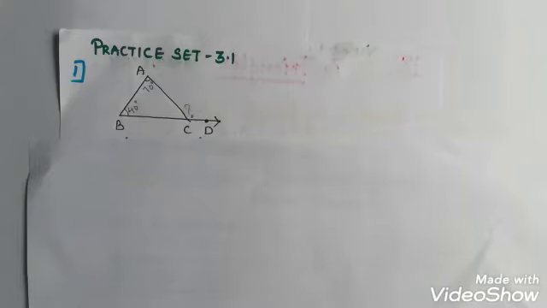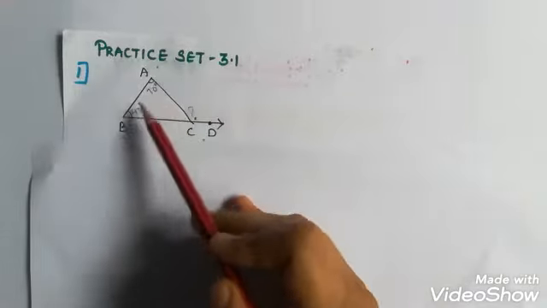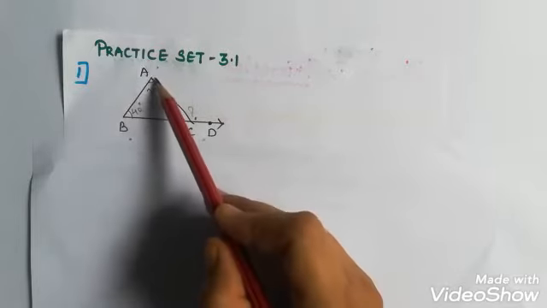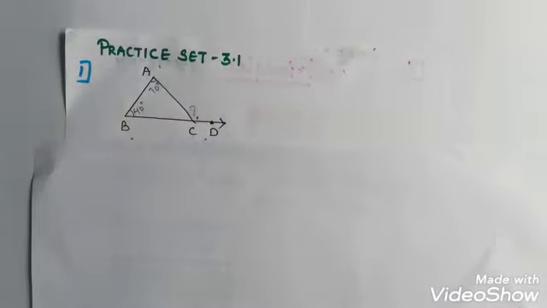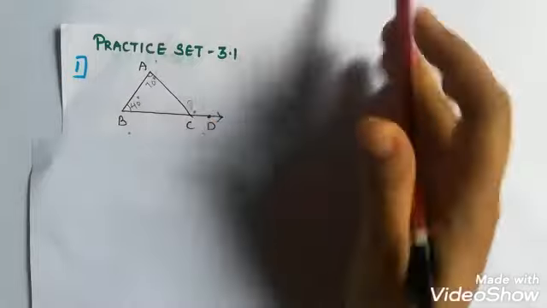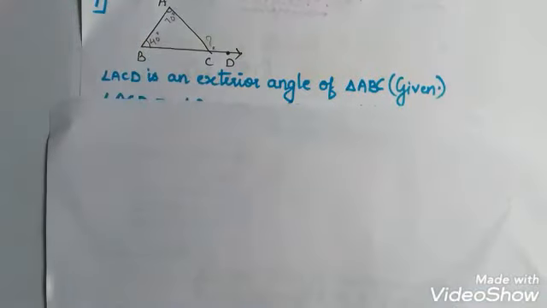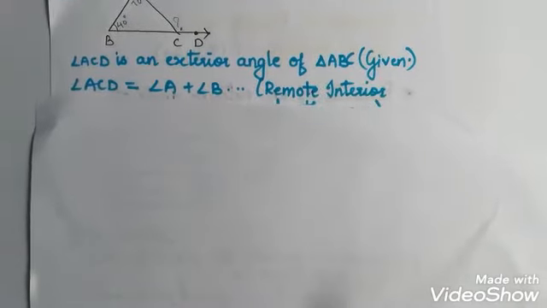Now we have already studied the property of remote interior angles, right? We just now studied it. What is the property? The property says that the measure of an exterior angle of a triangle is equal to the sum of the measures of its remote interior angles. So here two interior angles are given to us, and we have to find the measure of this exterior angle. So I am going to use the property of remote interior angles. Angle ACD is the exterior angle of triangle ABC, which has been given to us.